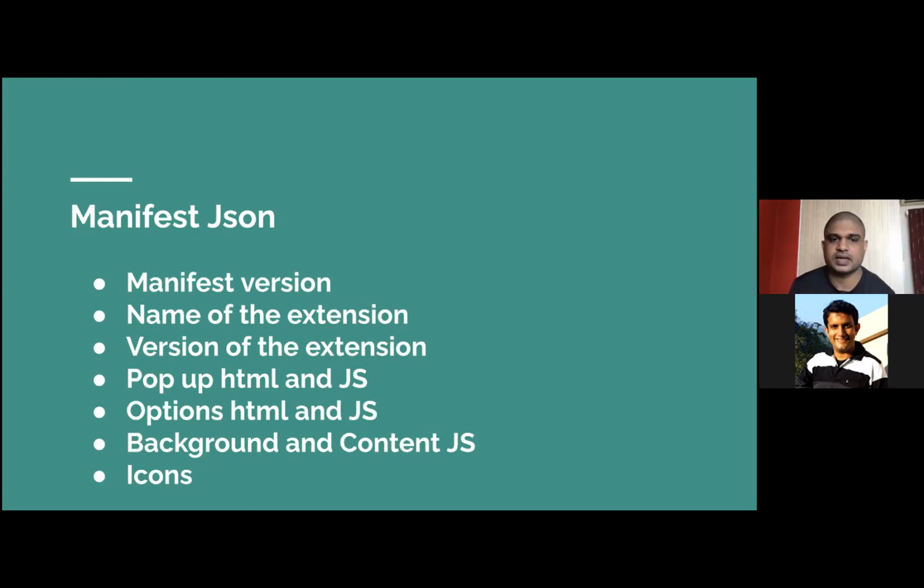Pop-up HTML is what you see when you click on a Chrome extension and some UI comes up, right? So that's a pop-up HTML, and there can be JavaScript associated with it. Options HTML is when you are creating a settings page for your extension. You need an HTML and JS for that also. Then there could be background and content scripts, and there could be icons associated with the Chrome extension. We will see how you can add all these into the manifest JSON.